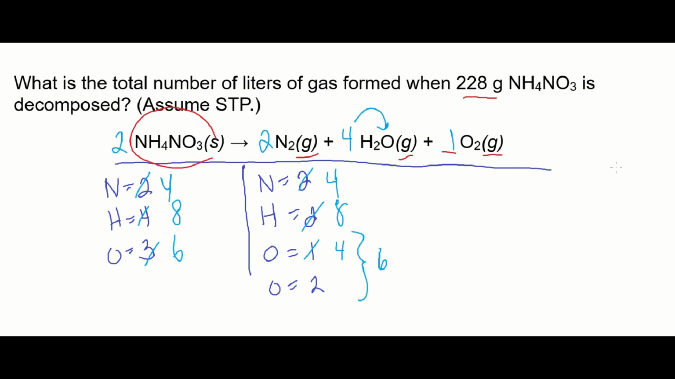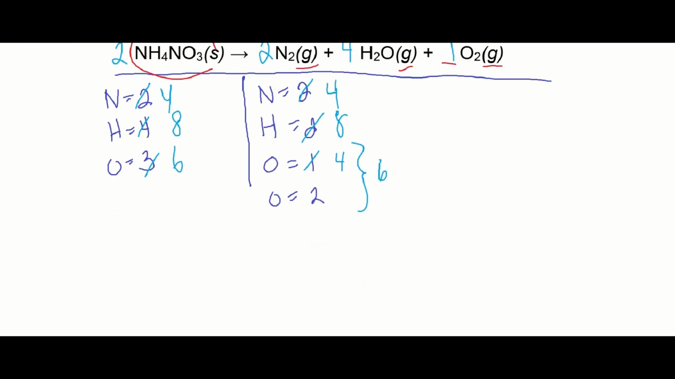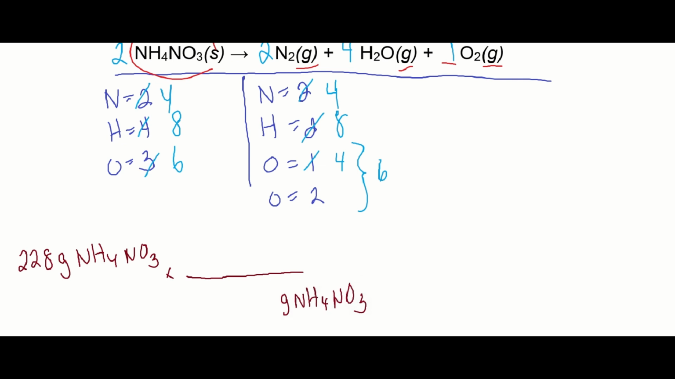I'm getting a little bit ahead of myself, but let's start with what's given. 228 grams of ammonium nitrate. What's the first step? We need to turn the unit we're given into moles. So to go from grams to moles, we need the molar mass. And the molar mass is off the periodic table.